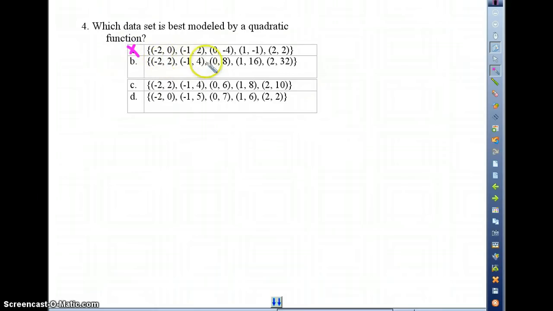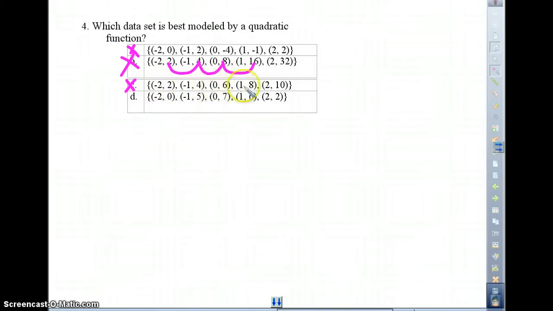Let's see, my x's are increasing by 1. Here the y increased by 2, here by 4, here by 8, here by 32. It looks like I'm multiplying by 2 each time. That one is exponential, so it's not that one. Here my x's are all increasing by 1, and my y increased by 2, by 2, by 2, by 2. That one's linear. It's not that one. So I'm guessing it's this one, but you still need to double check it.